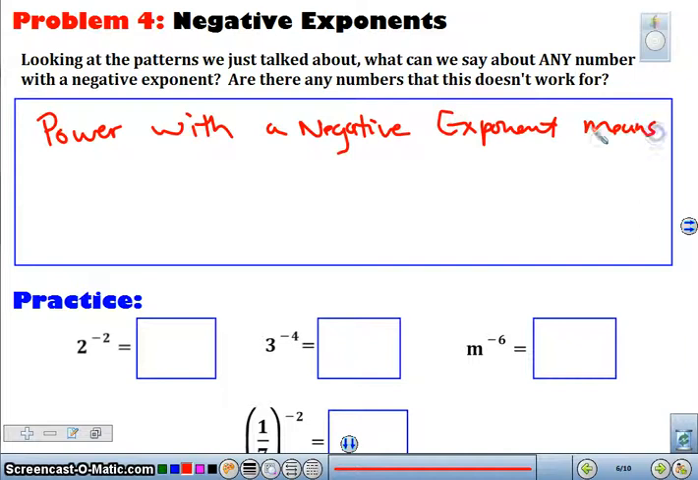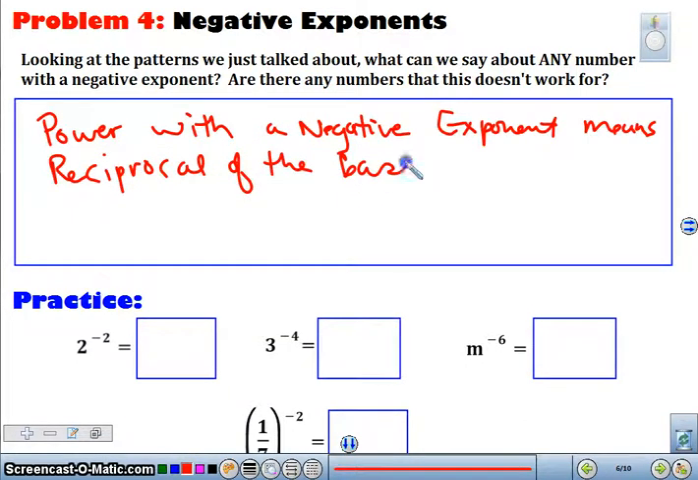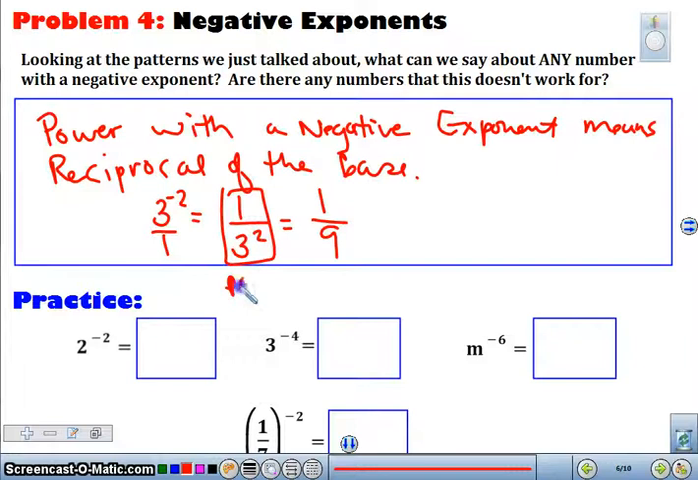it means that we are going to take a look at the reciprocal of the base. Simply the reciprocal of the base. So if you have 3 to the negative 2, we're going to rewrite that because this is over 1, so we're going to put 1 over 3 to the second. That gives us 1 over 9. If you're asked to leave your answer as a power, this is your answer as a power. If it says simplify, this is the simplified answer.